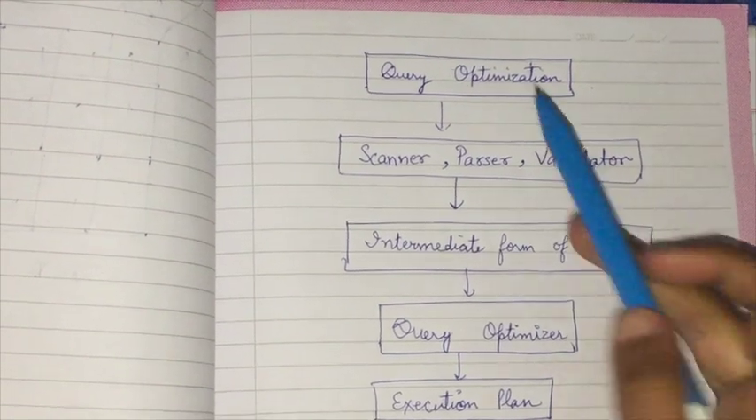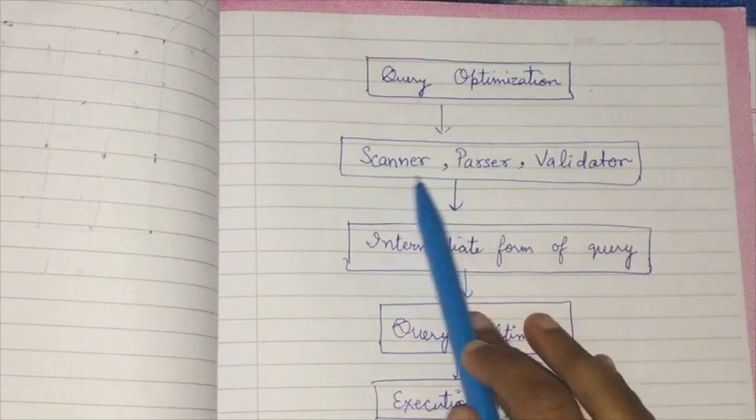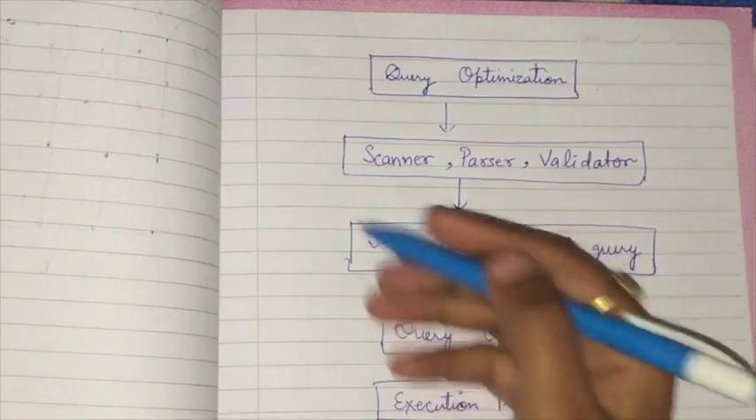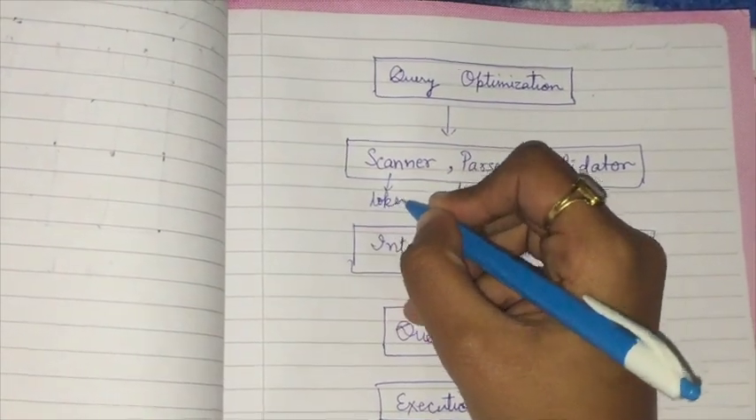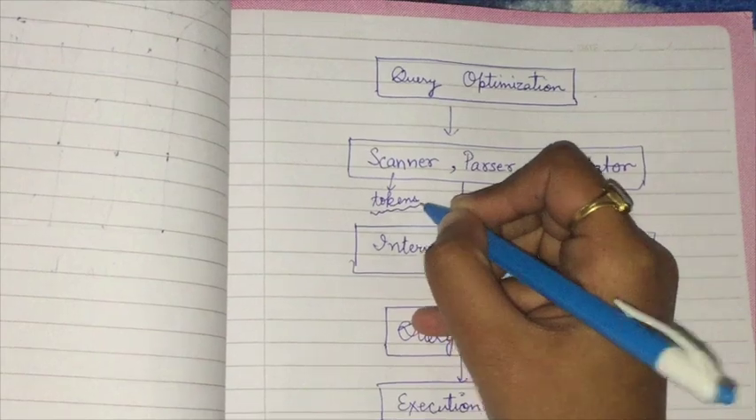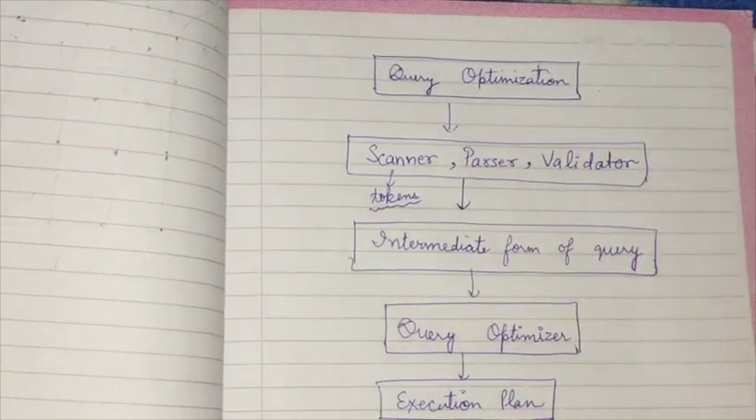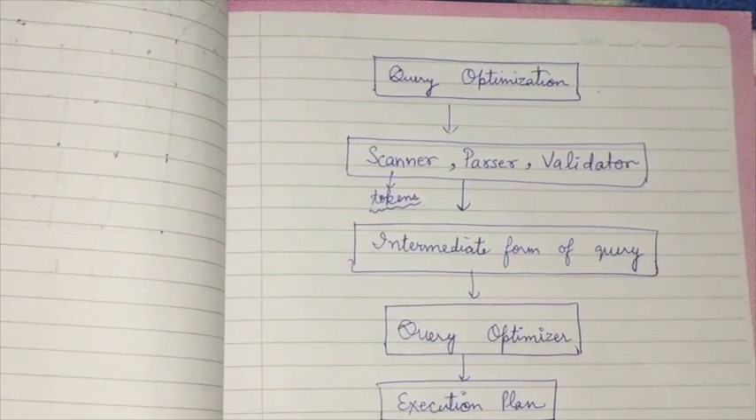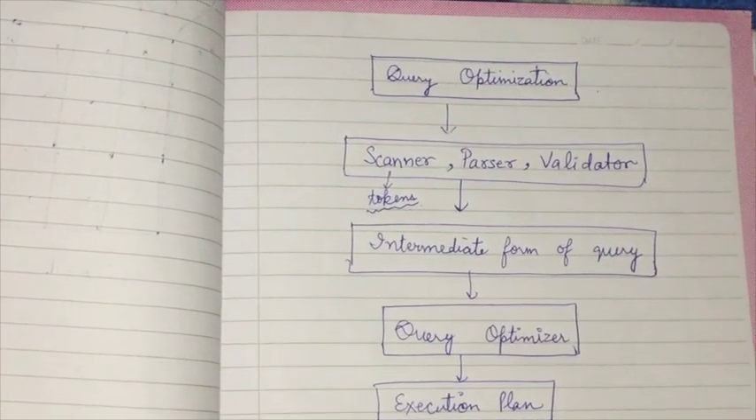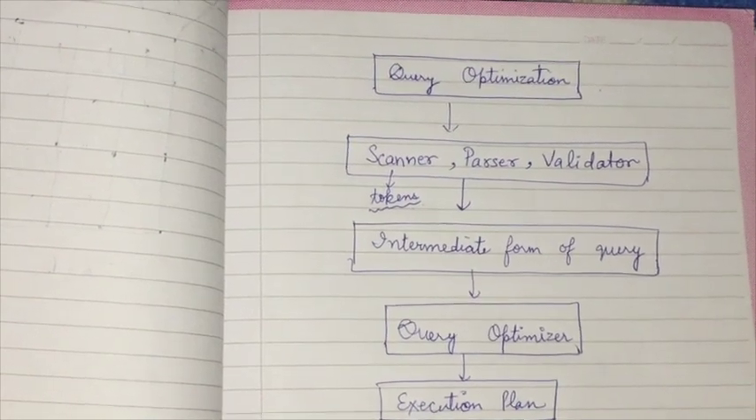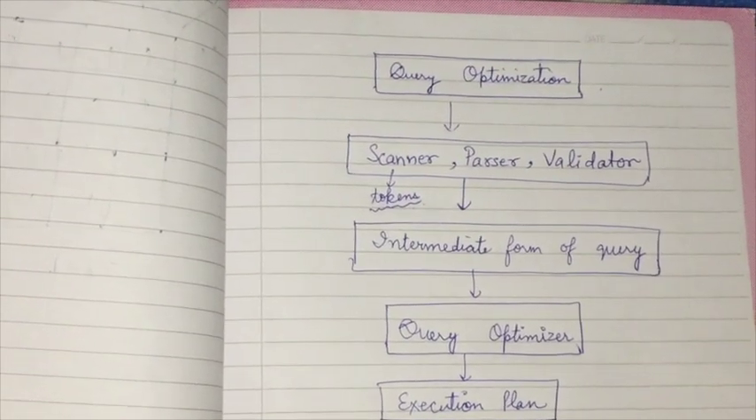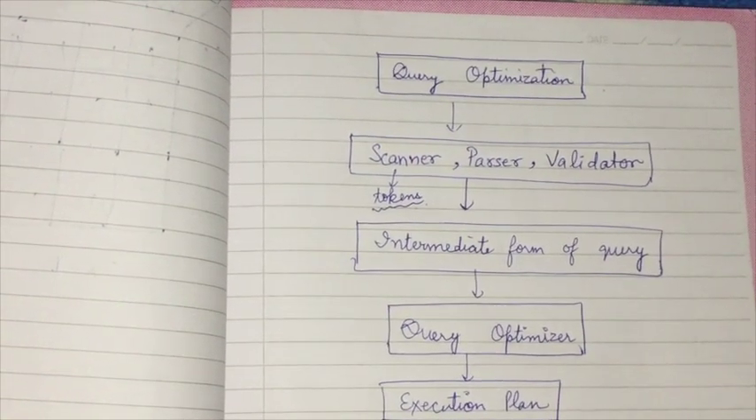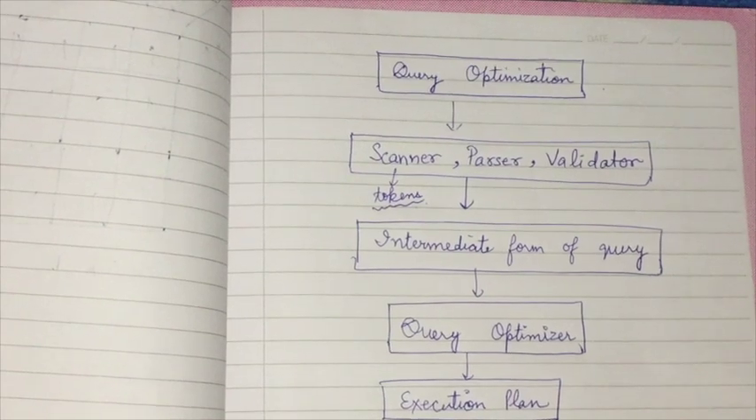Okay, so in query optimization, the first step is the scanner. So what does the scanner do? The scanner fetches all the tokens from my query. Now what are tokens? Tokens are the keywords. For example, select star from table, or select star from employee. So select is a token, star is a token, from is a token, employee is a token. Okay, and it will take up all the tokens and segregate them to form a tree called the query tree.